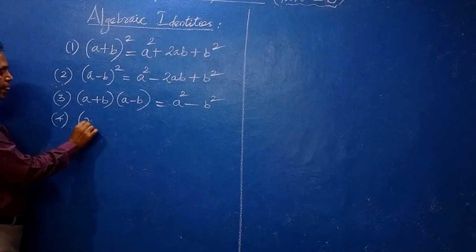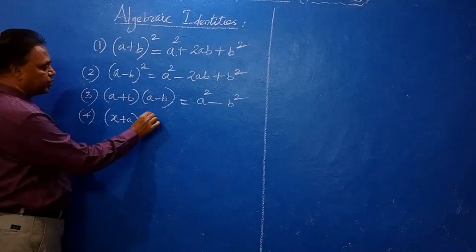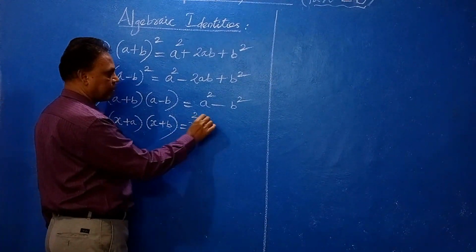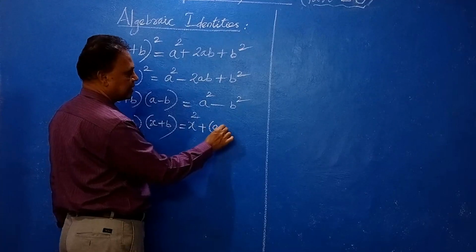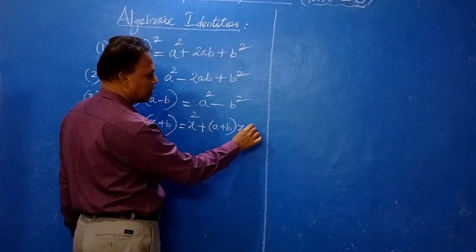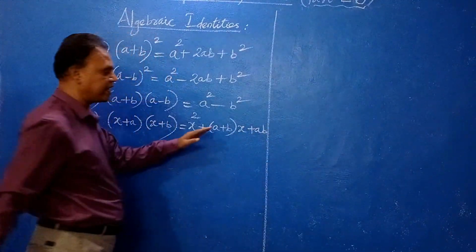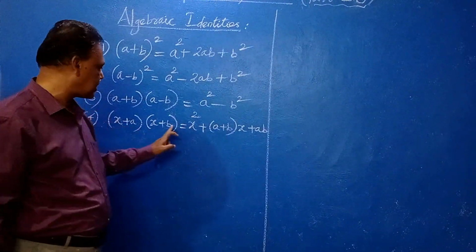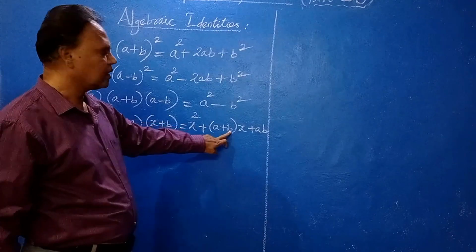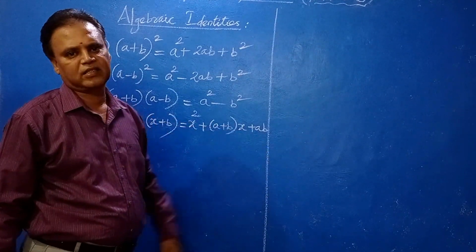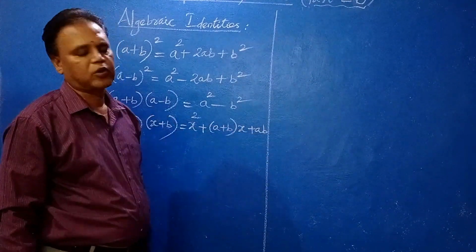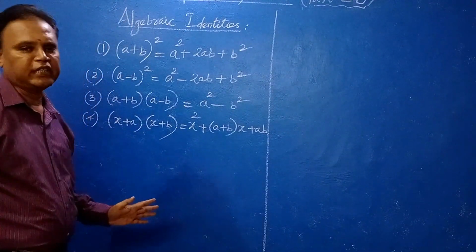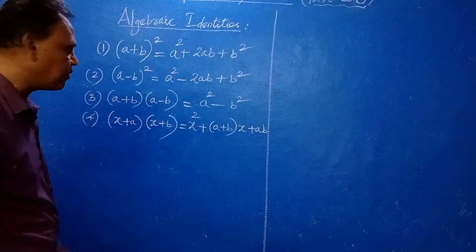Fourth one: (x + a)(x + b) is x squared plus (a + b) x plus ab. Easily we can remember: x squared, then sum of the constants times x, plus the product. These four identities you already studied. This year you are going to study more.